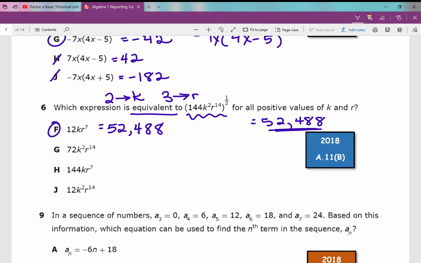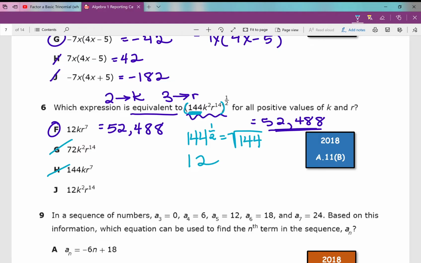Now, let's say you actually want to solve this algebraically. A good place to start is that everything in this parentheses gets raised to the power of 1 over 2. I like to start with my number. 144 raised to the power of 1 over 2 is the same thing as the square root of 144. Power over root: power of 1, root of 2, which is 12. So automatically you could eliminate G and H.